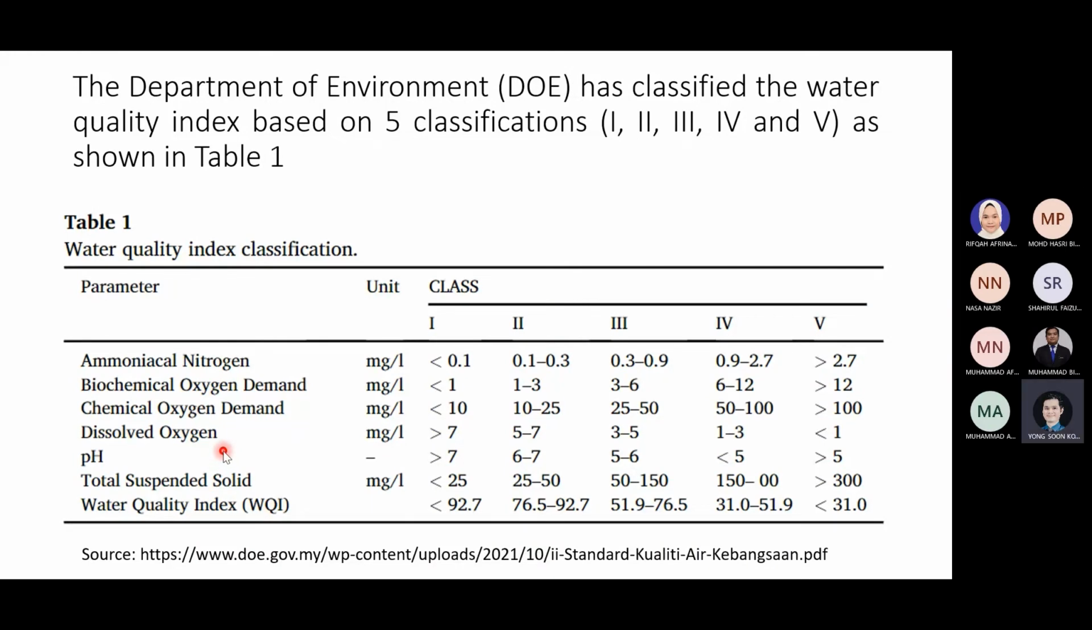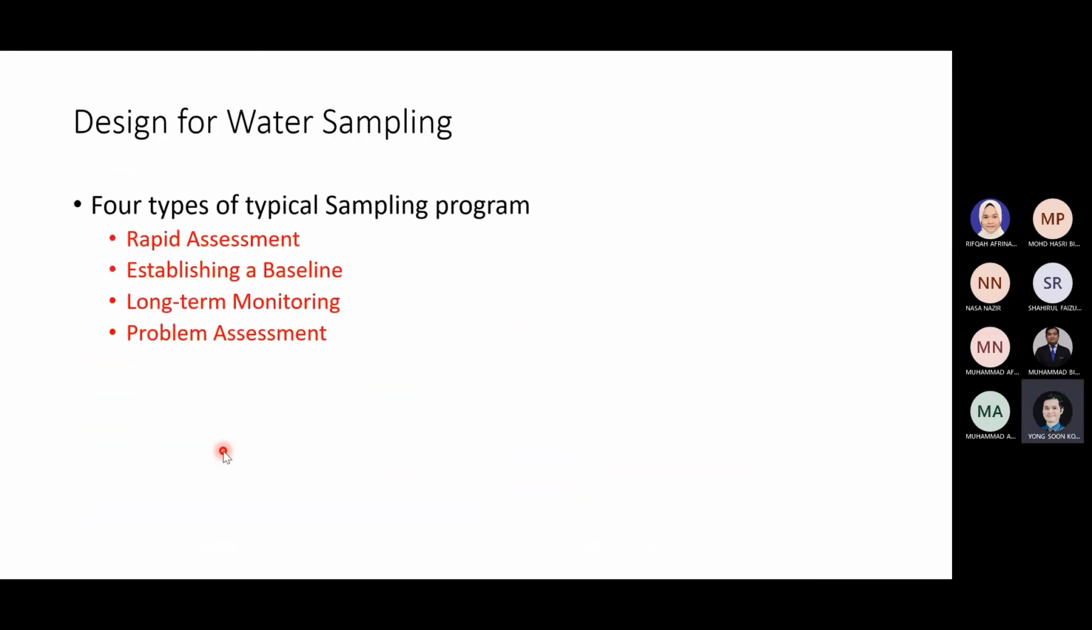Frankly speaking, this standard also did not cover all the pollutants that we have, because pollutants are all emerging. From time to time, there might be new pollutants coming up because these pollutants are man-made. So there are some weaknesses in this standard because they have not yet covered everything. Okay, so those are the standards.